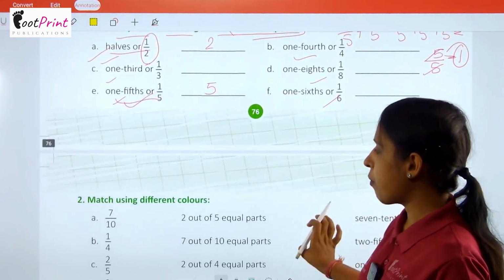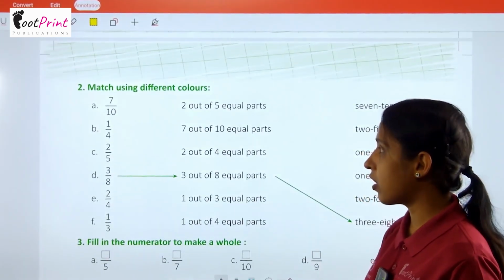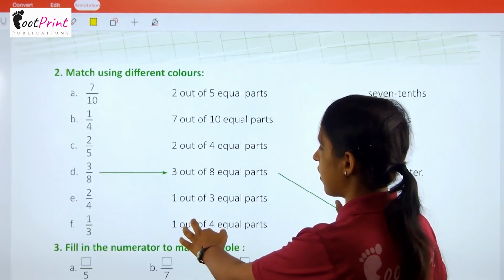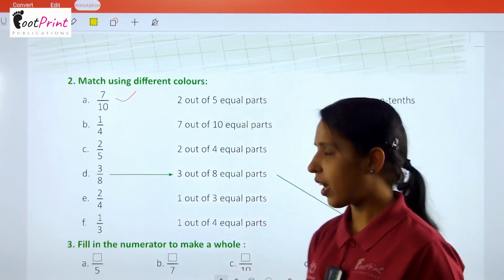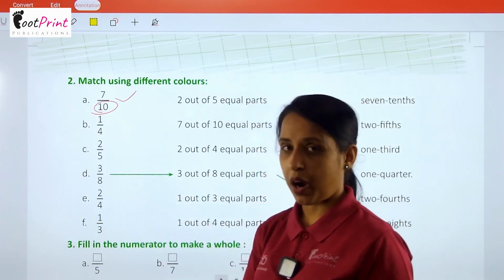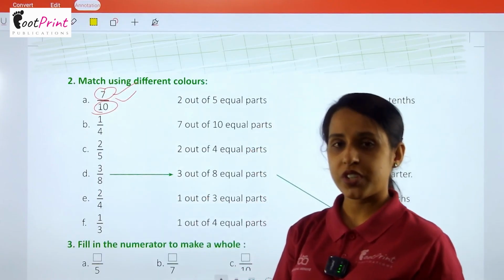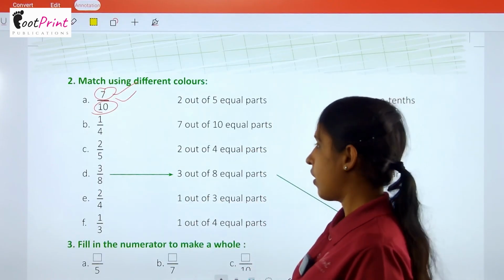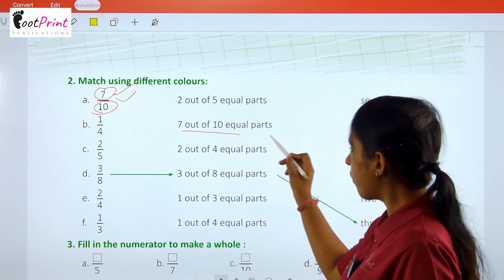Okay, now move to the next question, that is match using different colors. So we have to match these. How? It is 7/10. It means we already talked about that it is the whole parts of the given figure and these are the taken parts or shaded part, we can say that. Okay, so what is 7/10? So 7 out of 10 equal parts.